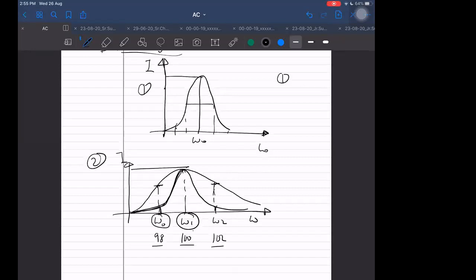So it is true that the first one is better. The more the sharpness of this peak, the better it is. The more the sharpness of the peak, the better is the quality of the circuit, the better is the quality factor of that circuit. Is it okay? So you can remember it now. If it is more flat, then it has poor quality. If it is more sharp, then it has better quality. Understood or not?